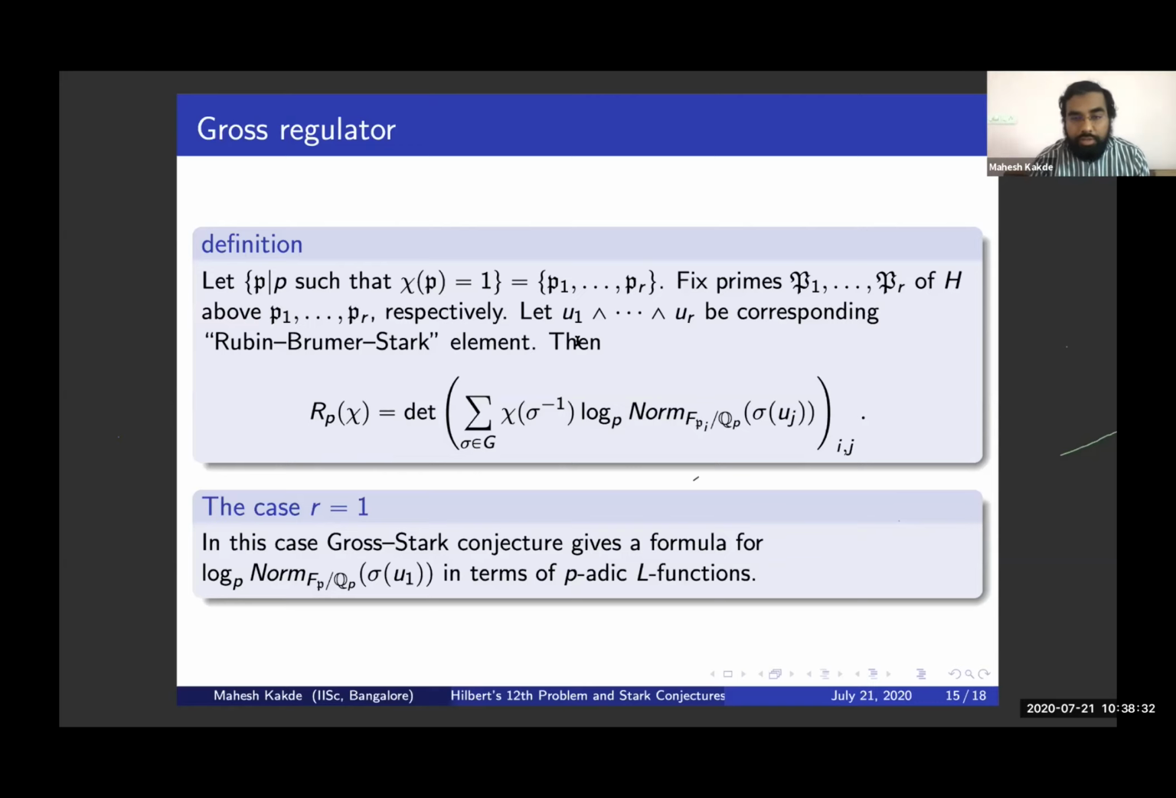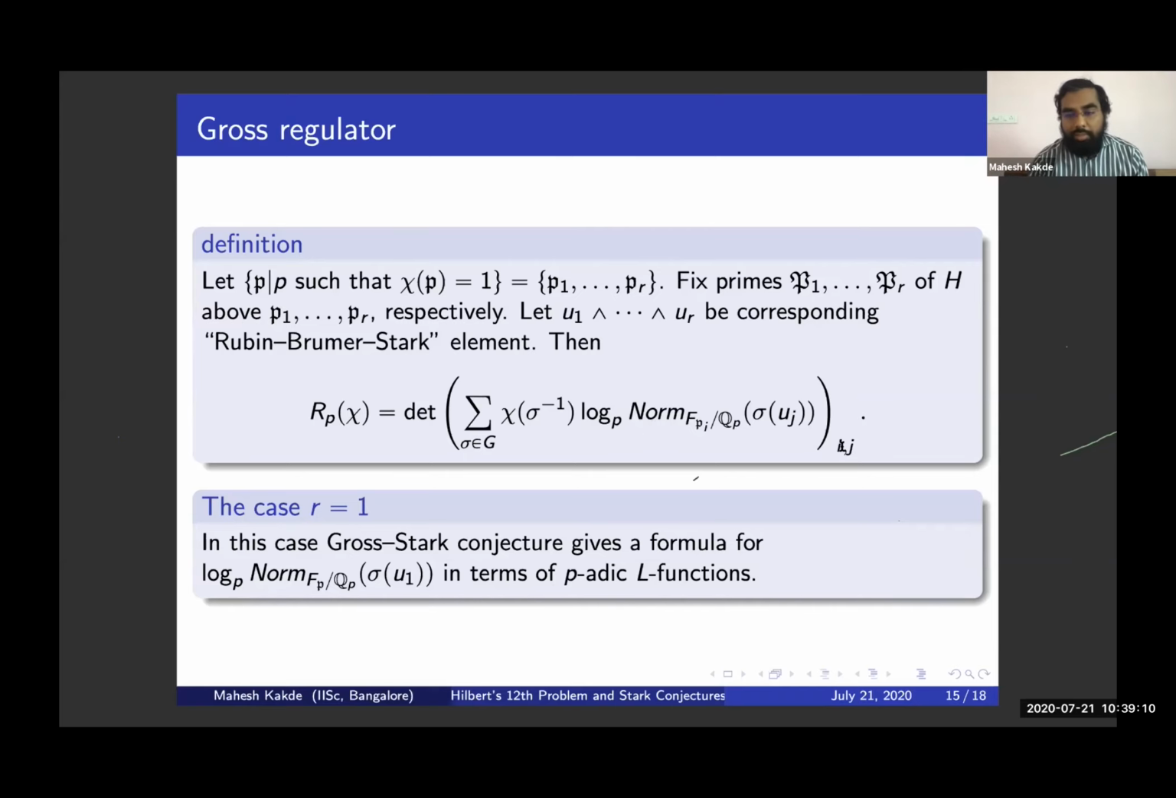So the definition of regulator is, I take this Rubin-Brumer-Stark element. You can think of this as wedge of R distinct units. They are actually not R distinct units. There are some small denominators, but for the purpose of getting the idea of how it's defined, you can just think of these as R distinct P units. And you take norm from FPI to QP. So this is a finite extension of QP. You take norm of UJ. So ith norm on jth element, and then you scale it appropriately by taking p-adic log.